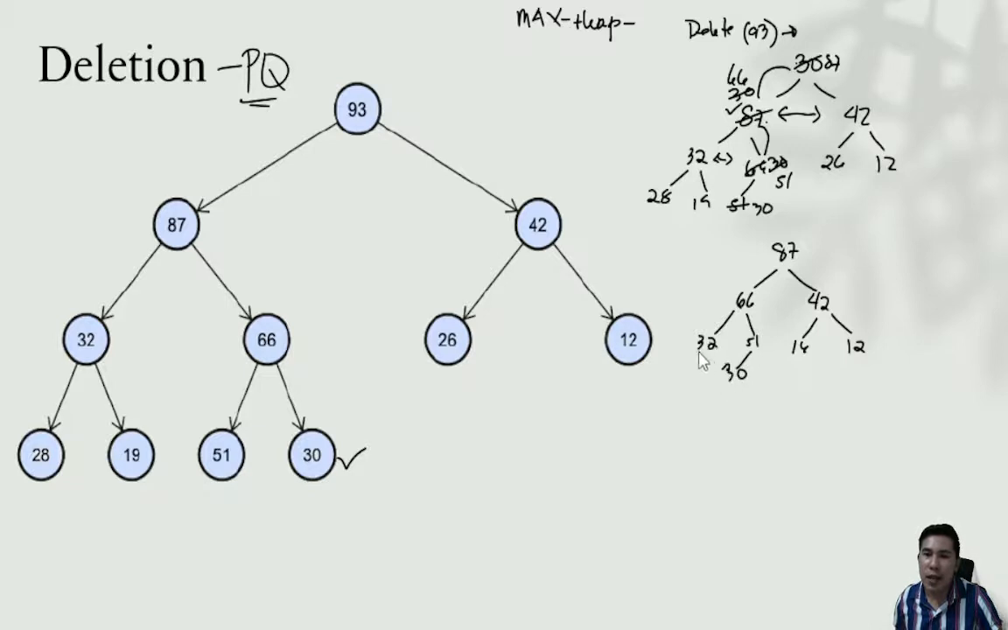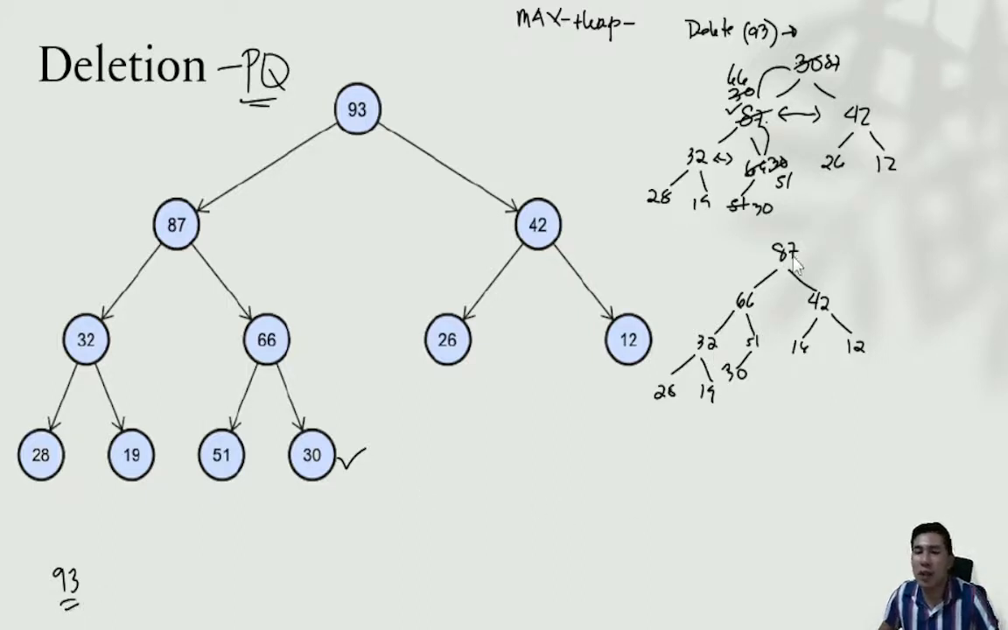Okay, and then the children of 32 are 28 and 10. So you have here 93 is already deleted. You can actually place 93 anywhere if you want. So 93 is successfully deleted.